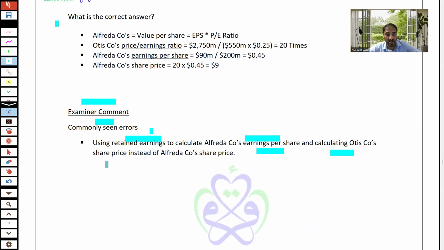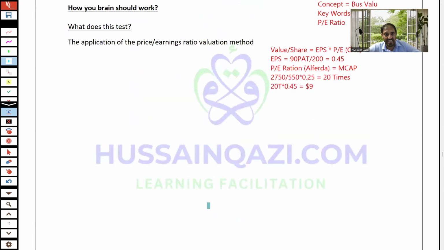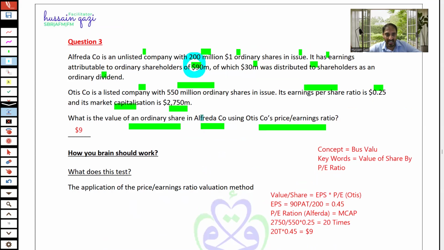So calculate EPS, that's one mistake. And the other is calculating Otis share price instead of Elforder share price. It is categorically mentioned here: what is the value of ordinary share in Elforder company using Otis PE ratio?